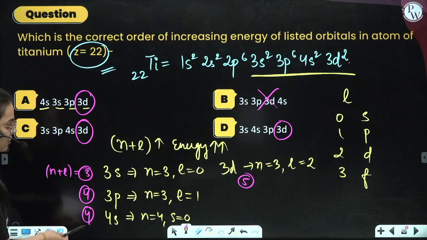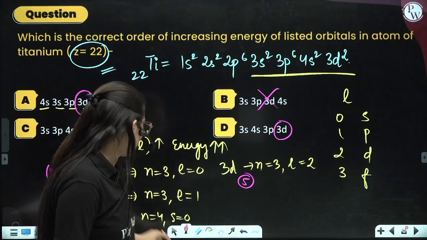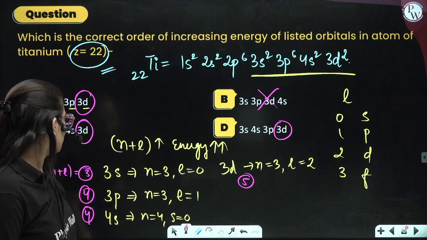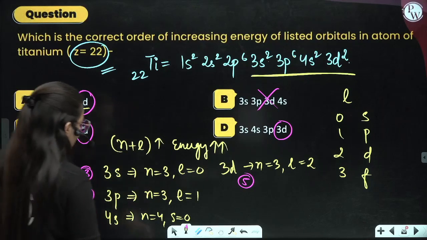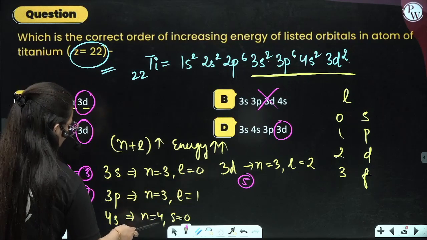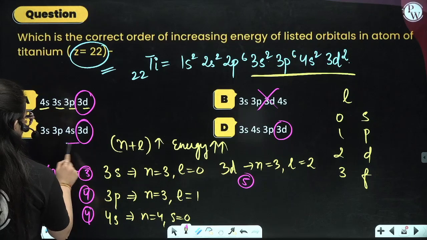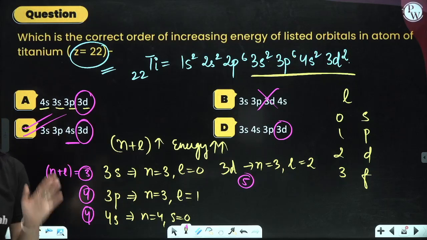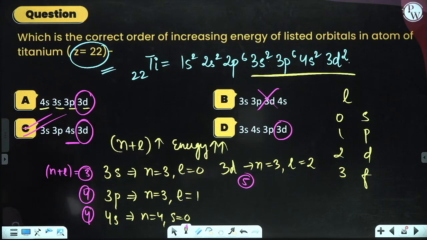Again they have the same N plus L value of 4. Lower the value of N, lower will be the energy. This is the lower value, so this will have lower energy in comparison to 4S. So 3P has lower energy than 4S. After 3D, this will have more energy, 4S. That means option number C is the correct answer. Then 3P and at last 3S will come. Is it clear to you people? Kindly write it down so that we can move on to the next question.